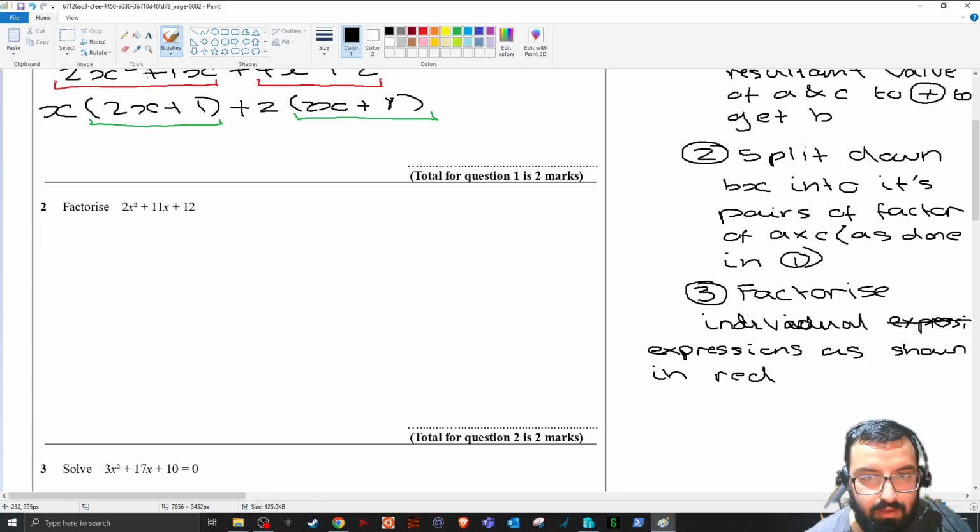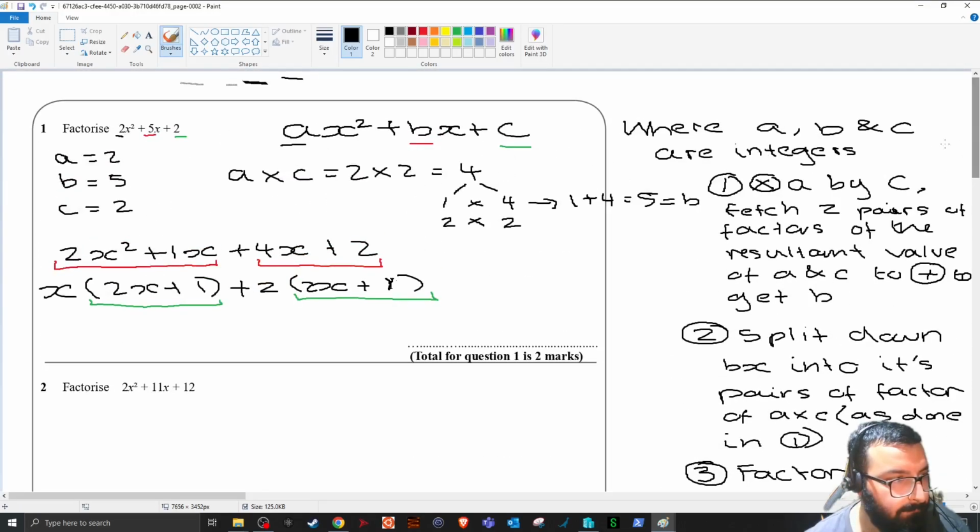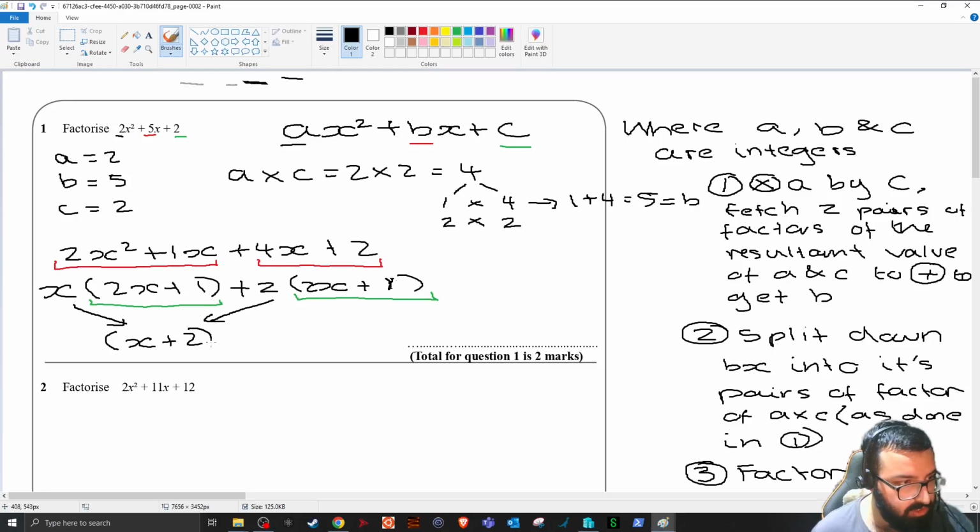Alright? Okay, so now that we've got that out of the way, let's go back here. So we've got x bracket 2x plus 1 plus 2 brackets 2x plus 1. So these two have to always be the same. For our last step to actually factorize, we need to grab this factor and this factor, put this into one bracket, x plus 2, bracket 2x plus 1. And that's our final answer. So I'm just going to write it again here, x plus 2, 2x plus 1.